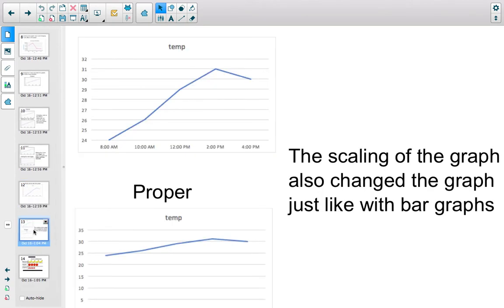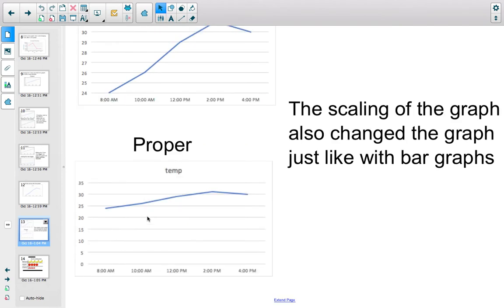So the scaling of the graph also changed the graph, just like with the bars. Here, this is the graph that we just saw. And it looks like it's shooting up really fast. But if we use a more accurate representation, going up by 5s, starting at 0, always start at 0, going up by 5s, going up by a regular amount, you can see that this line is more or less flat. And the temperature sort of steadily increases, but then sort of evens out.